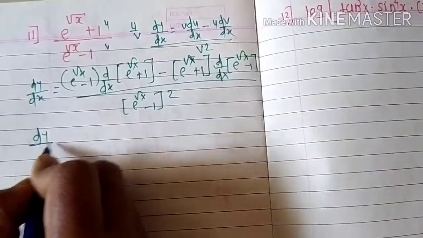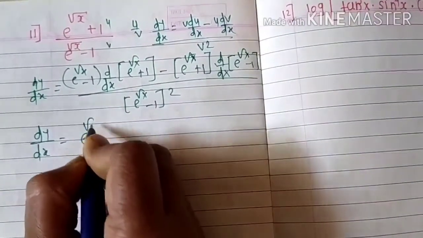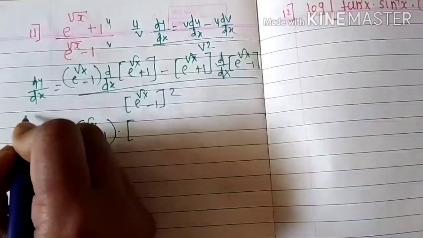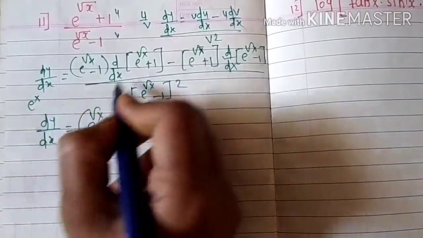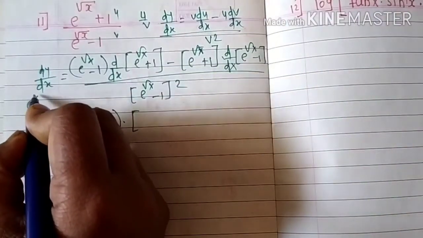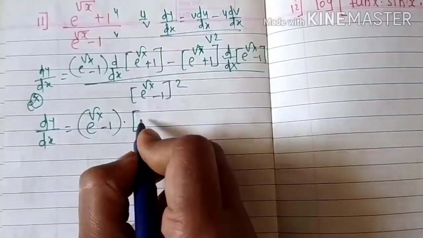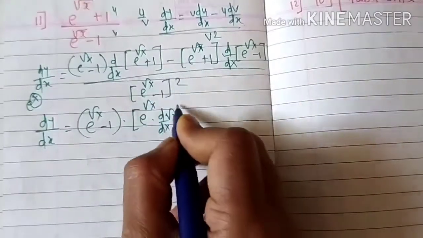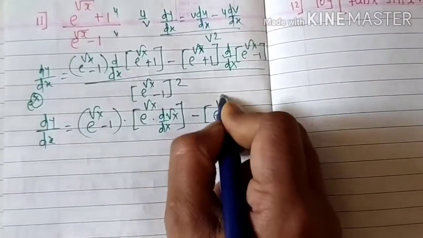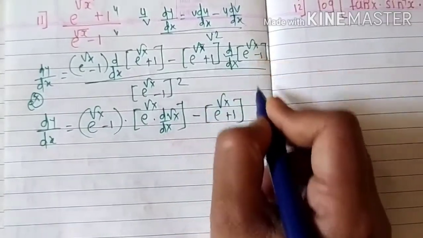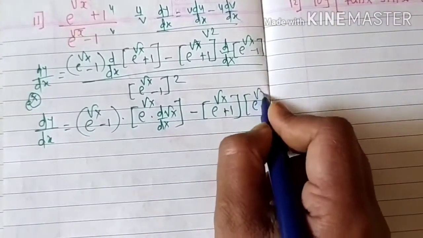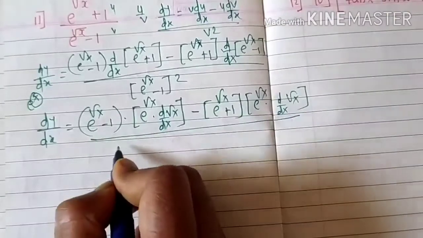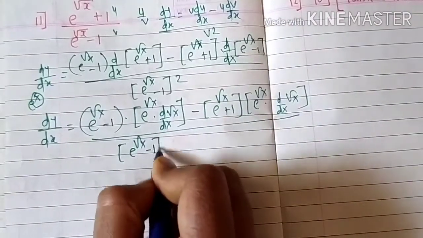Then solve this, dy by dx is equal to (e raised to root x minus 1) into derivative of this, u plus v form, then exponential derivative, you know that it is exponential, then consider this as x, then e raised to x into derivative of this x, means root x is here. Then e raised to root x into the derivative of root x, and constant derivative is 0, minus e raised to root x plus 1 into, again same thing, derivative of exponential is exponential into the derivative of this square root term, divided by denominator square, means (e raised to root x minus 1) square.